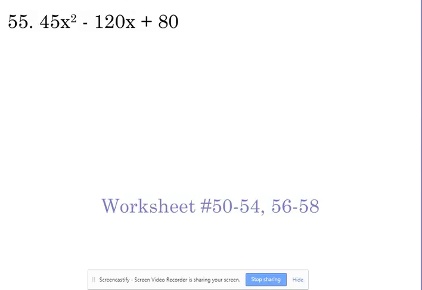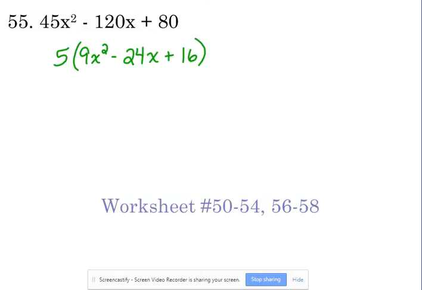45x squared minus 120x plus 80. So it's not a perfect square trinomial right now, but after we take out a GCF, it might be. Okay, so I know they're all divisible by 5. Let's start with that. So when we divide by 5, that gives us 9x squared minus 24x plus 16.